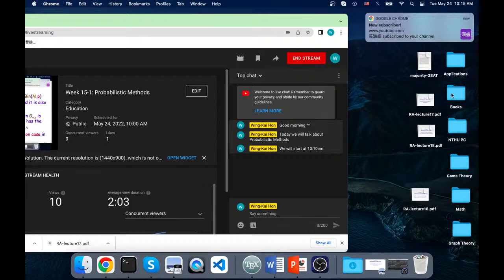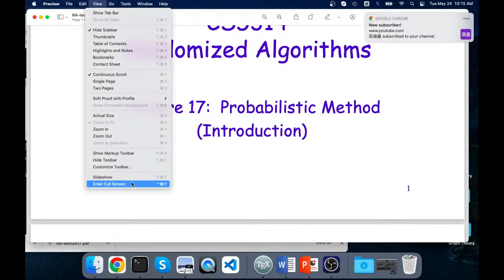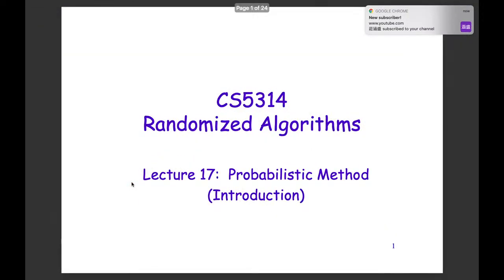Okay, so let us take a look at today's lecture notes. We will talk about lecture note 17, and we expect that there is also time left, so we will also start a little bit of the related topic in lecture notes 18. The topic for today is called Probabilistic Method.